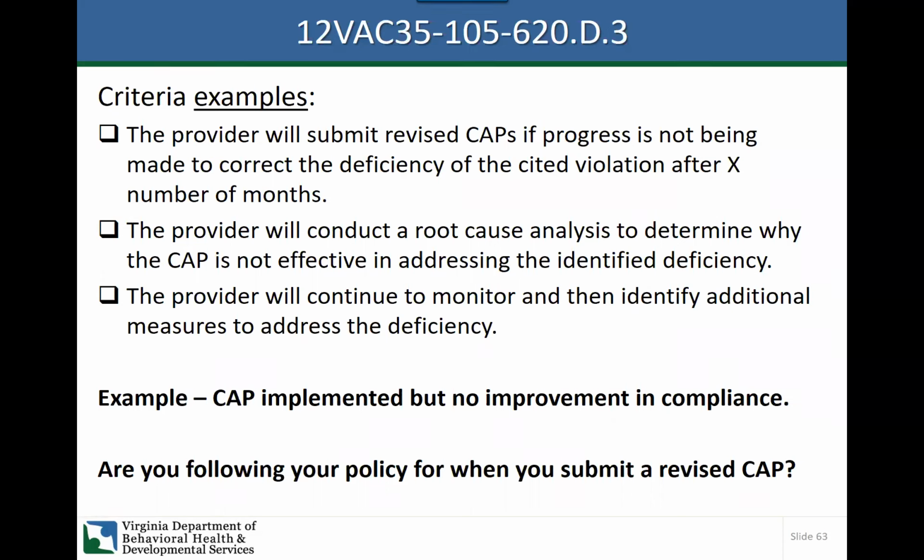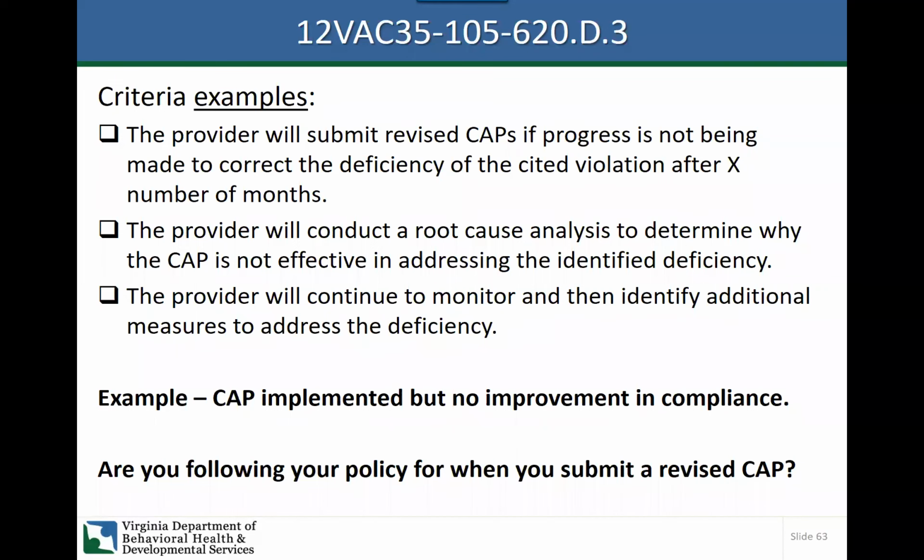Or you're always going to do a root cause analysis, or you're going to monitor and then identify additional measures to address. So, once your CAP is implemented, but no improvement, then you need to be asking yourself, are we following our policy for when we're going to submit a revised CAP? What is the criteria we're going to use for doing so?